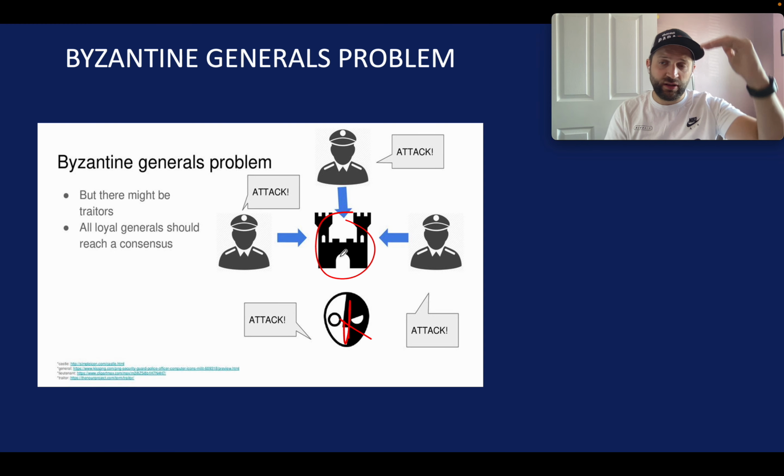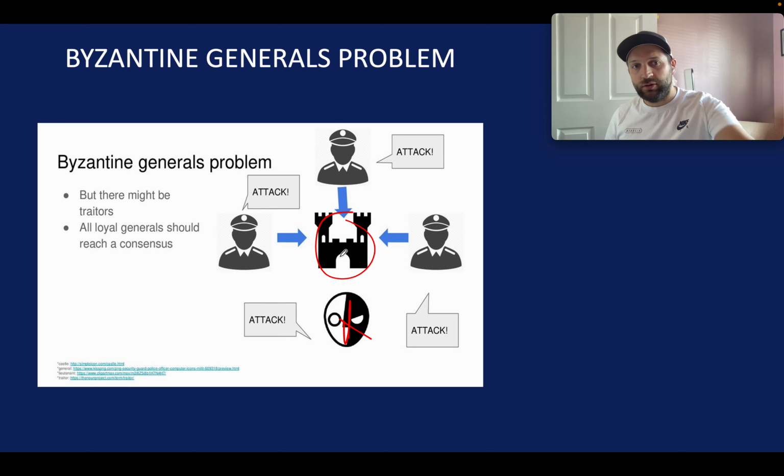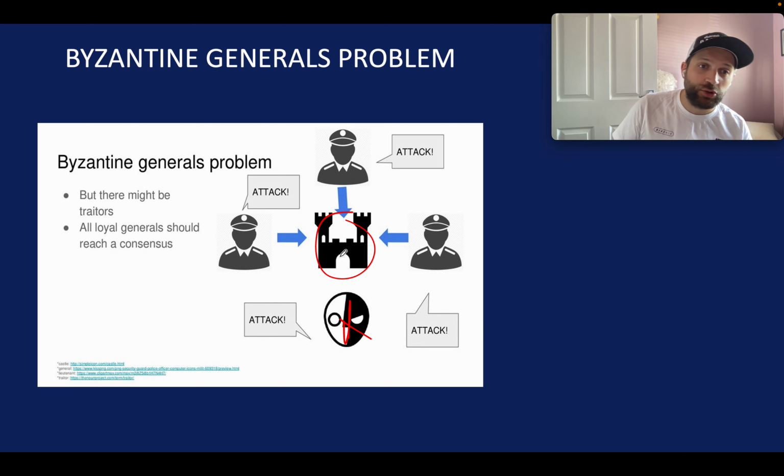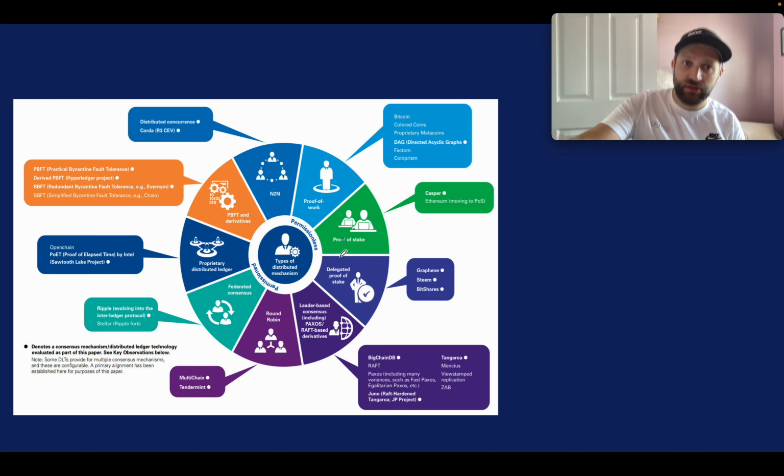block, then for another 10 minutes for the next computer to win the next set of bitcoins, basically, which are coming out every 10 minutes. But there might be traitors, as I've said. All loyal generals should reach consensus. So once they reach consensus, the ledger resets, and we now begin a brand new 10 minutes.